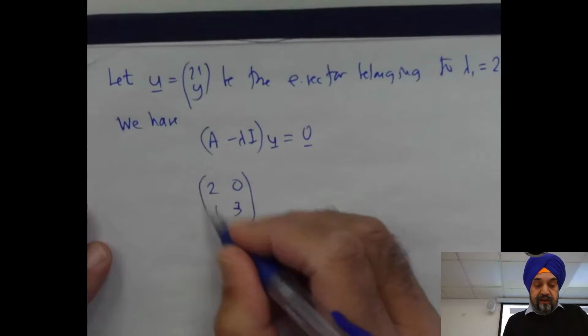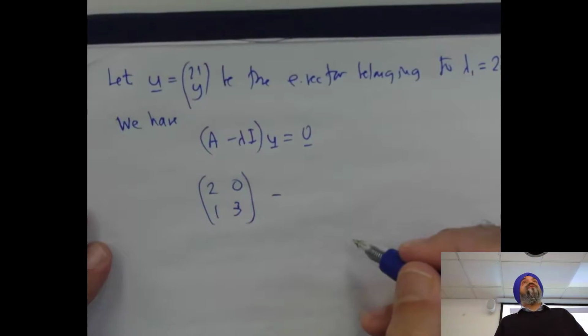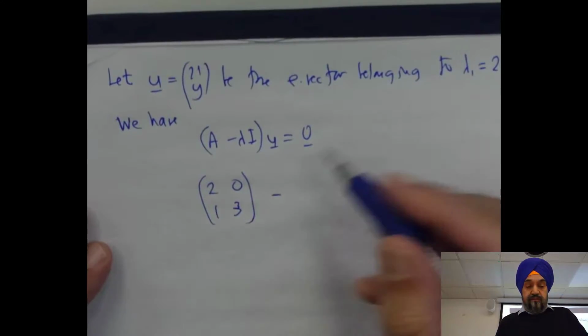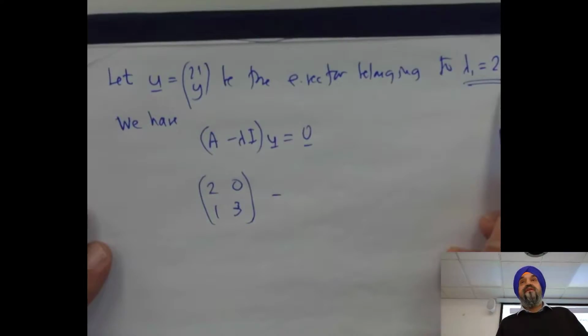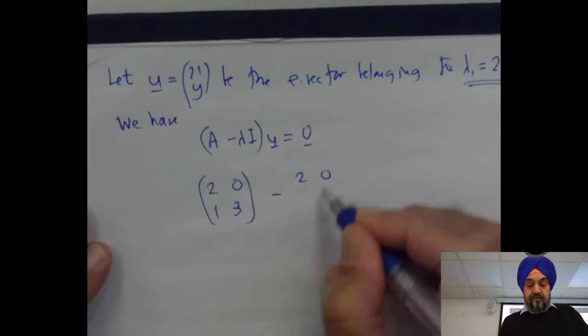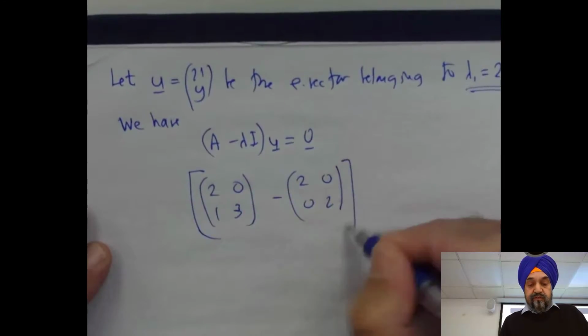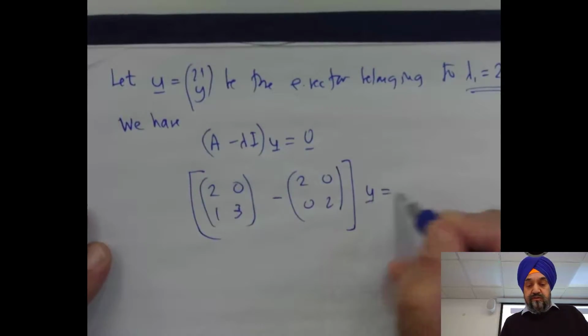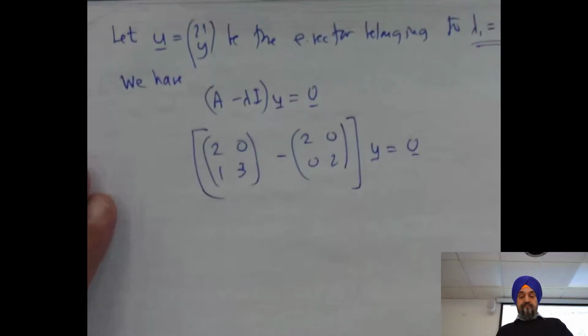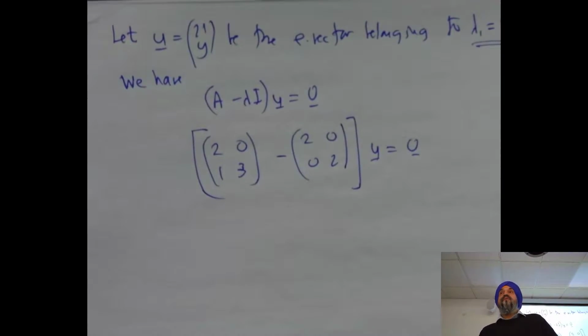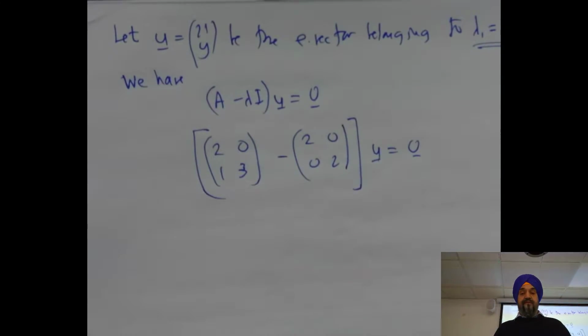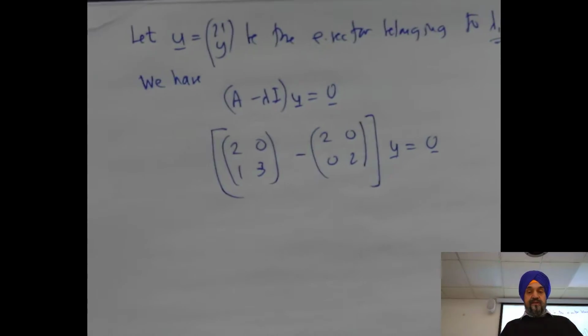[2 0; 1 3], and this time what's lambda equal to in this case? 2, isn't it? Yeah, we've taken that value, haven't we? So it's [2 0; 0 2]. Okay. U we call it (x, y). Let's call it u, and (A minus lambda I) u is equal to 0. If we simplify the square brackets, what do we get?